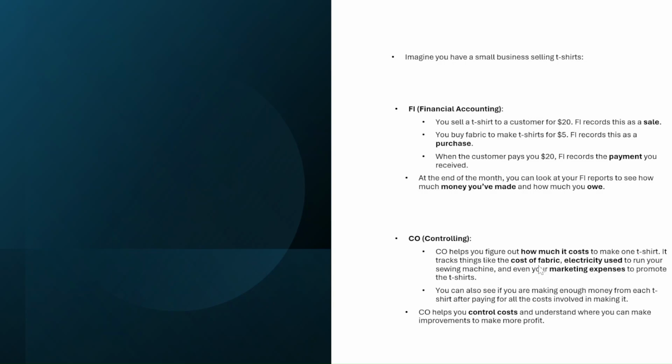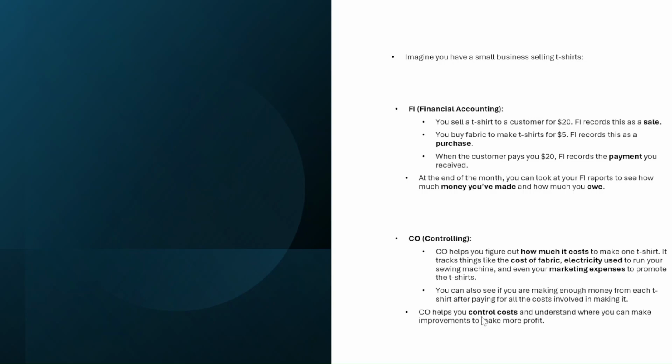It tracks things like cost of fabric, electricity, sewing machine, everything is tracked in controlling, and even your marketing expenses to promote the t-shirt all come in as cost. So all of it is figured out with the help of CO controlling. You can also see if you make enough money from each t-shirt after paying for all the costs involved in making it. So CO helps you control cost.